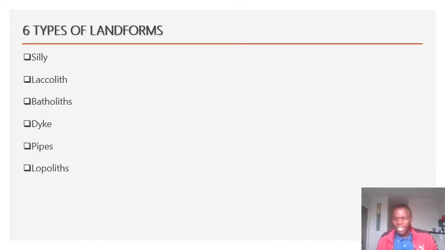So class, last time we studied the types of landforms. I have to ask you a few questions about what you understand about landforms. What are landforms? Yes, very good. Sill, laccolith, batholith, dike, pipes, lopolith. Very good. So these are the six types of landforms. You see, very good class.